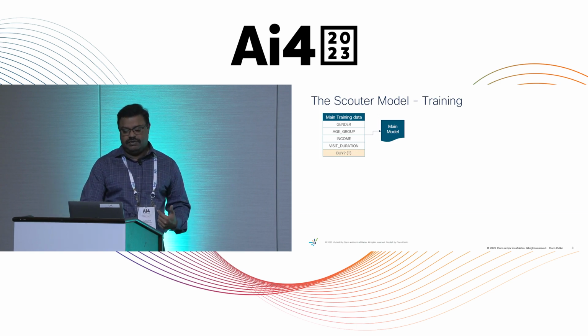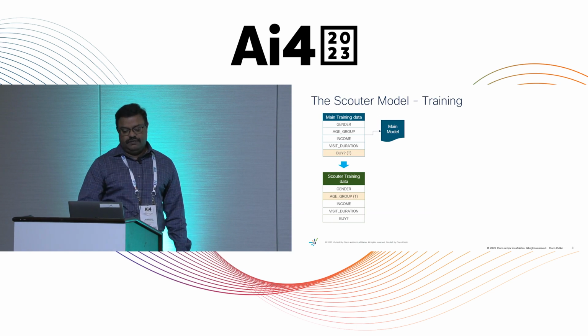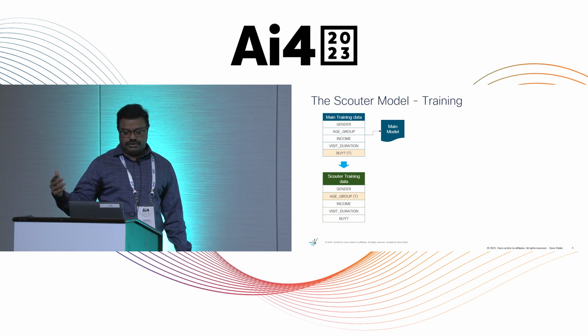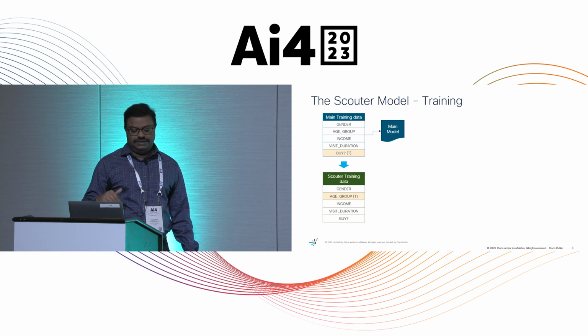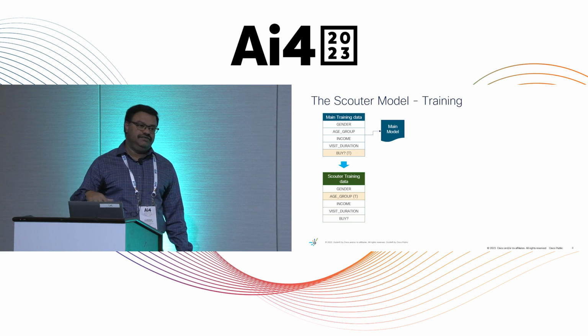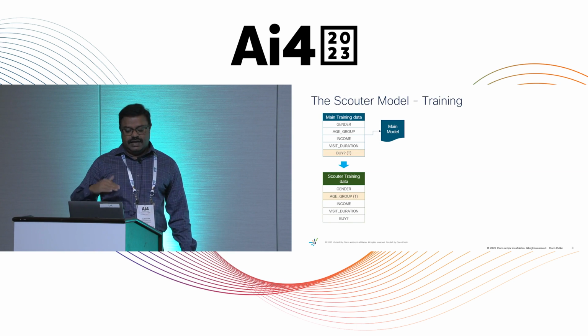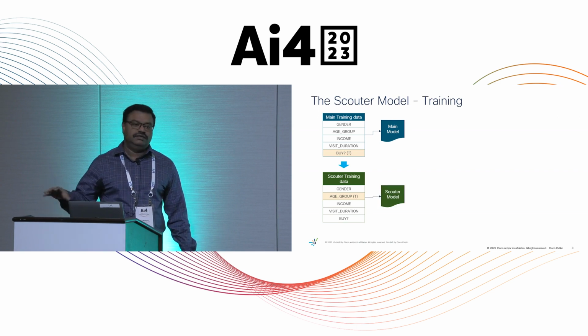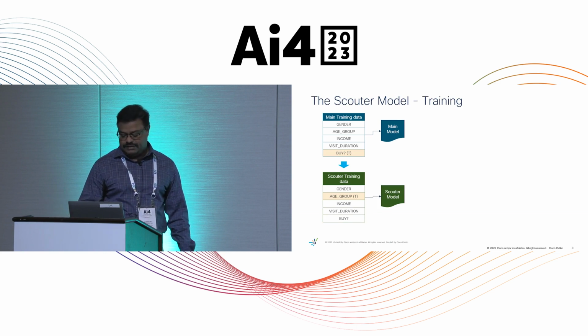Now, what does the Scouter model's training data look like? When it comes to Scouter models, the target for the main model becomes a feature in the Scouter model. So we are making buy a feature, and we are picking one of the features from the main model as the target. So we're flipping the feature and target. We're going to now use buy with other features to predict the age group. That's what the Scouter model is going to do. Again, you're going to go through the regular model building process: train, test, verify, same process.